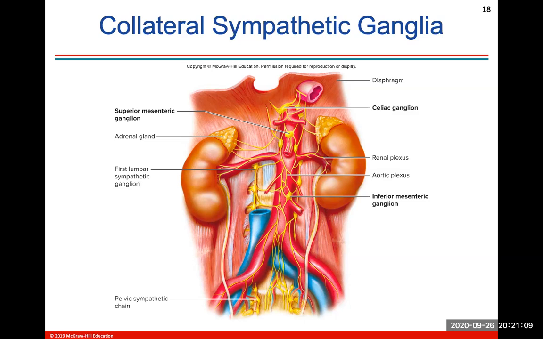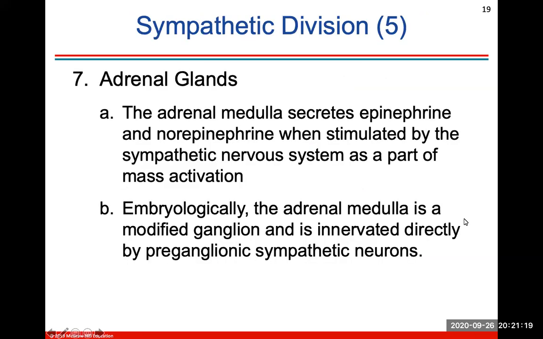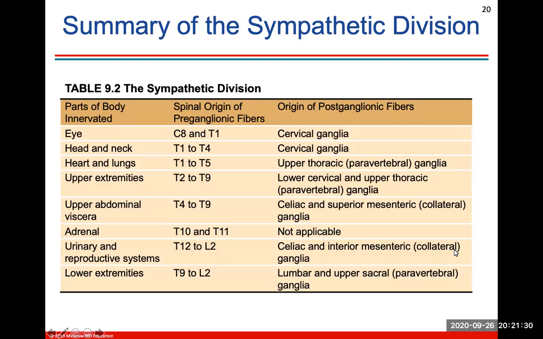And again, these synapses in the ganglia are important because they allow for very direct and unique and specific control of different areas of the nervous system. Adrenal glands, the adrenal medulla secretes epinephrine and norepinephrine when stimulated by the sympathetic nervous system, so it helps in your fight or flight and stress response. So this is a look at the sympathetic division, the part of the body innervated, and where the origin of those fibers will come from.